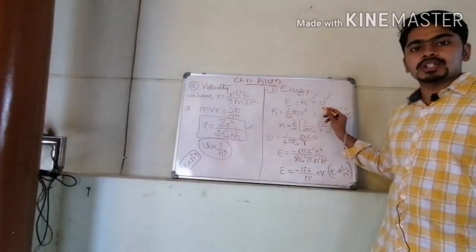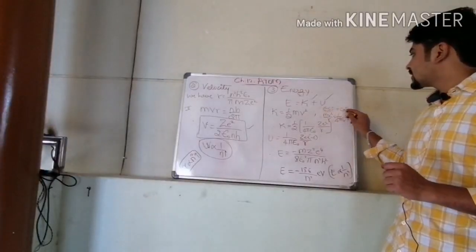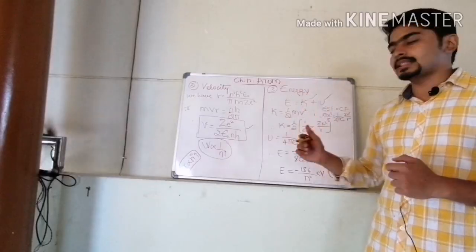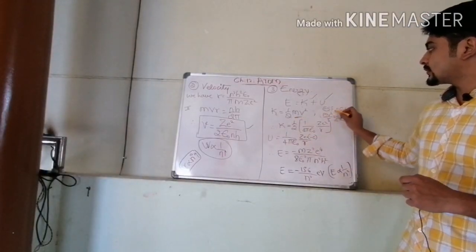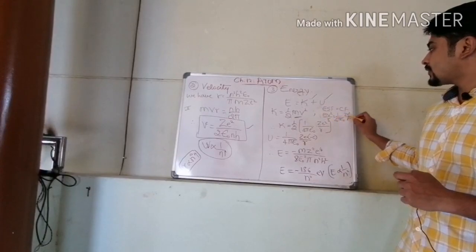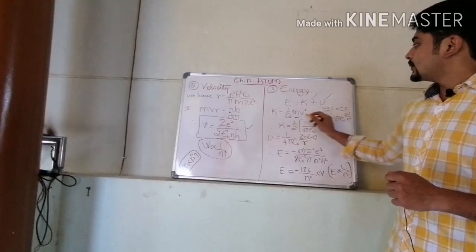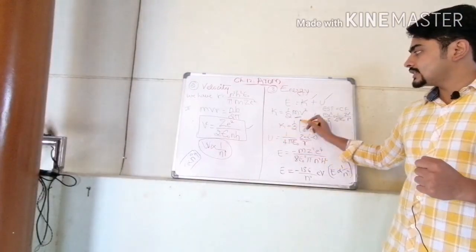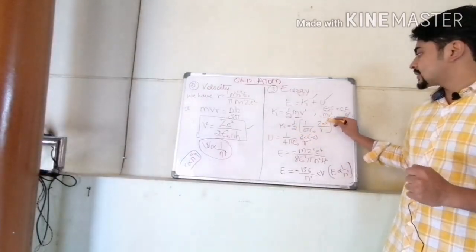Using the first postulate, while deriving it, we discussed that the electrostatic force is equal to the centripetal force. From that basis, we are getting the value of mv square. That is, mv square by r is equals to 1 by 4 pi epsilon naught z e square by r square. Using this equation, we have the value of mv square, and finally we got the kinetic energy is equals to 1 by 2 into 1 by 4 pi epsilon naught z e square by r.